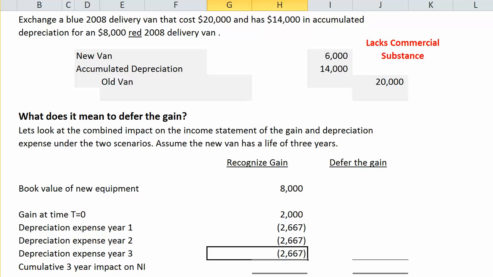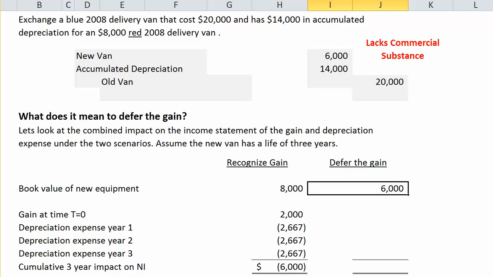So the cumulative impact on net income from our $2,000 gain and our $8,000 in depreciation expense will be a $6,000 loss over this 3-year period, or we should say an expense. What if we defer the gain? If we defer the gain, that means we're going to record the book value of the new equipment as $6,000, which is equal to the book value of our old equipment, and we don't record a gain.